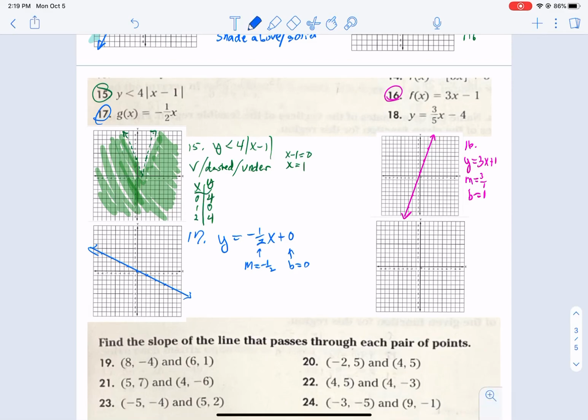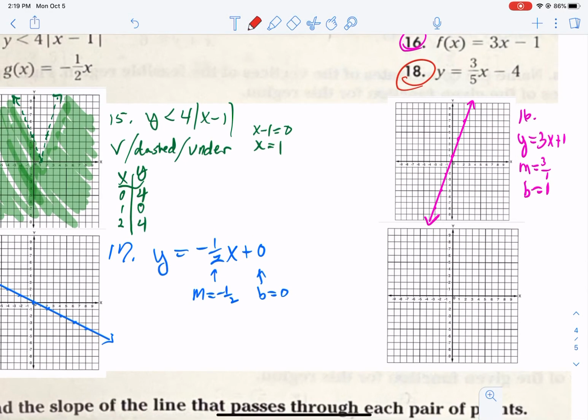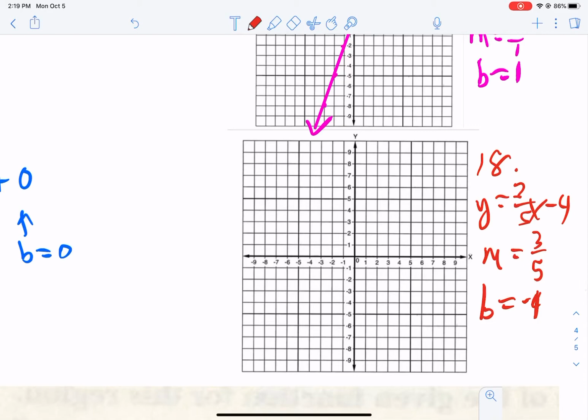Let's take a look at 18. 18 is just a standard line. y equals 3/5 x minus 4. Our m is 3/5. Our b is -4. So we're going to start here at -4. We're going to count up 3 over 5. Up 3 over 5. We're going to connect it.